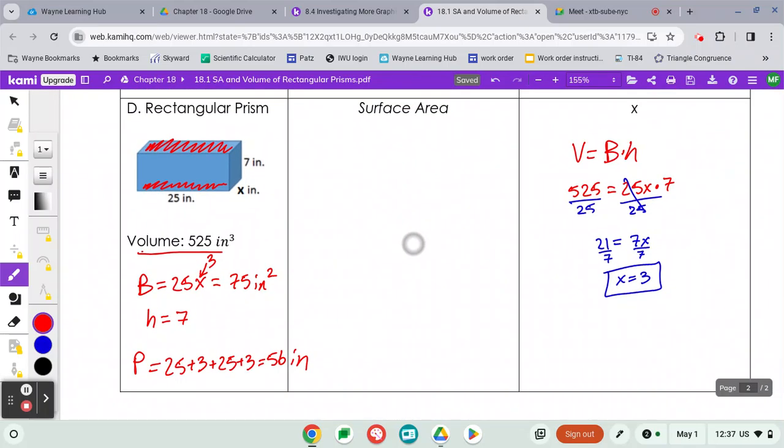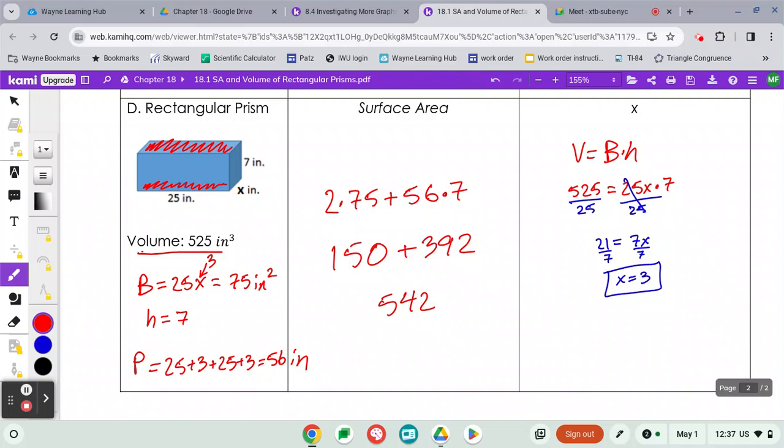All right, so surface area equals 2 times the 75 plus the perimeter times the height, which was 7. All right, 2 times 75 is 150. 7 times 56, 392. We add them together. 542. What do I need to make sure? What's my label? Inches. Yeah, I'm not as worried about that, but the key is squared, right?